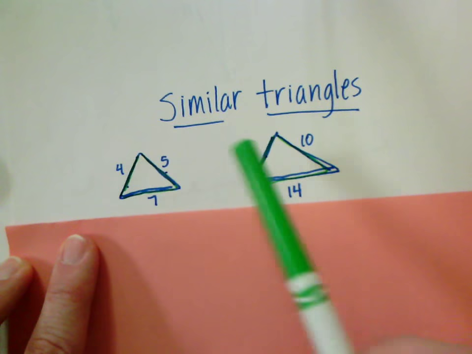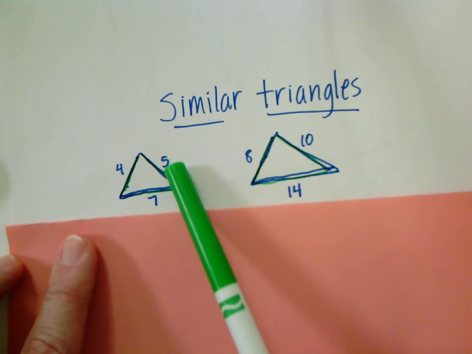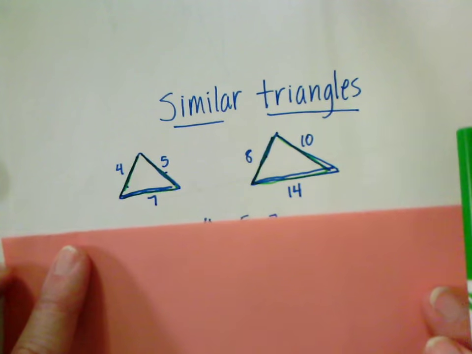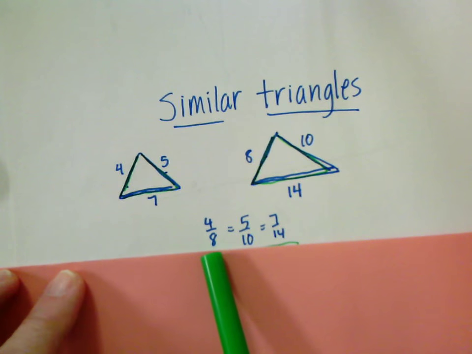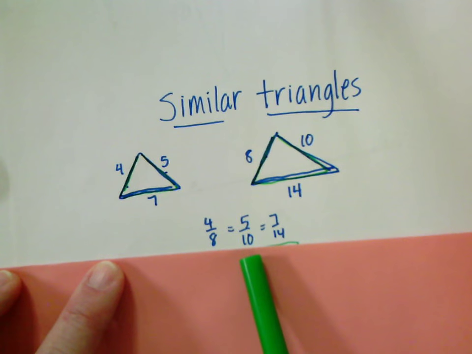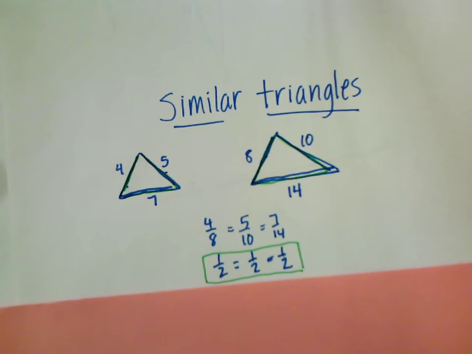This side 4 corresponds to this side 8, so I can create a ratio of 4/8 comparing those two sides. This triangle 5 corresponds to 10 and 7 corresponds to 14. So if I create ratios comparing the corresponding sides, I get 4:8, 5:10, and 7:14. If I reduce all three of those ratios, they all equal 1/2. I can say that these two triangles are similar because the corresponding side lengths share a common ratio of 1/2.